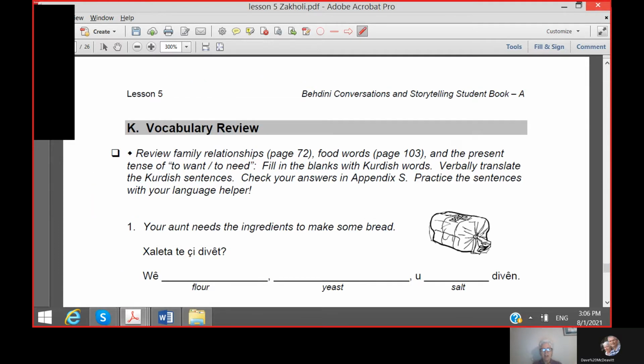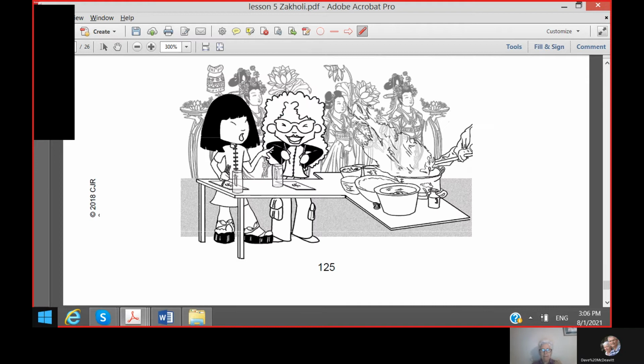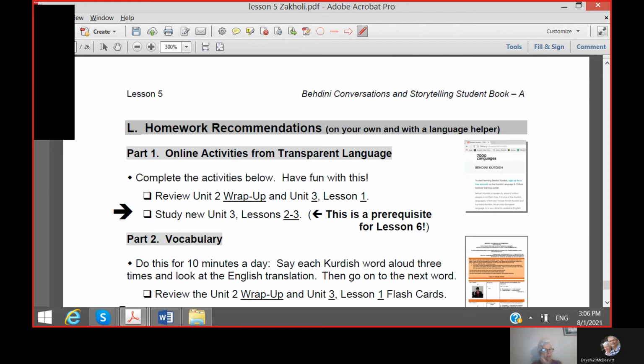In section K, you need to review the family relationships on page 72, the food words on page 103, and the present tense of want or need. Fill in your blanks with Kurdish words and then verbally translate the sentences. Check your answers in Appendix S. Section L is the homework.